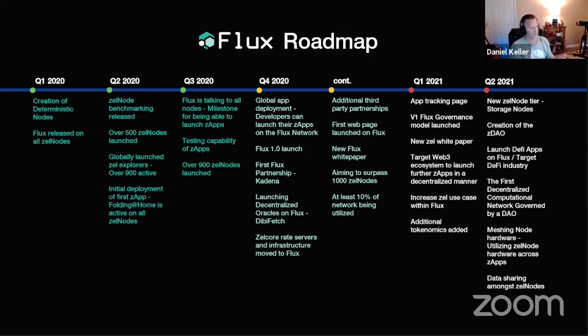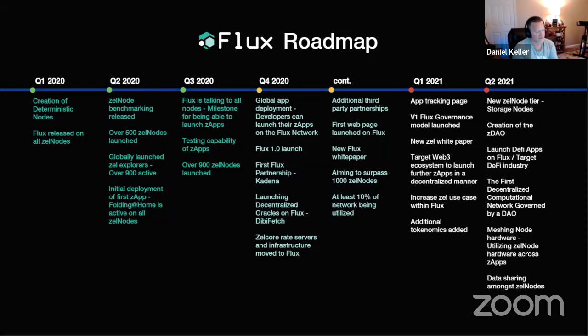What you're going to expect, Q4, we're going to do our global app deployment. We launched Flux 1.0. We're actually at Flux 1.1 now. We are announcing our very first partnership with the Cadena network. Those guys, and I'll talk a little bit about Cadena in a minute. And as a matter of fact, we were lucky enough to have some of the Cadena guys come on and talk with us a little here at the end. So looking forward to that.